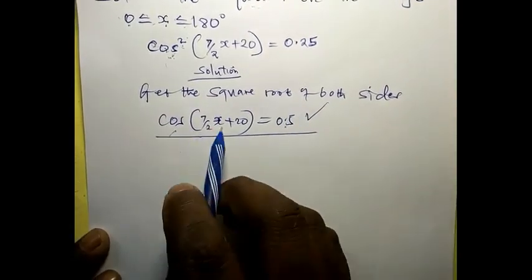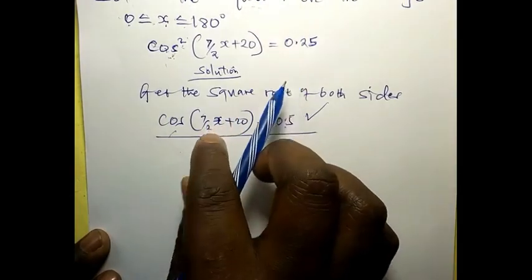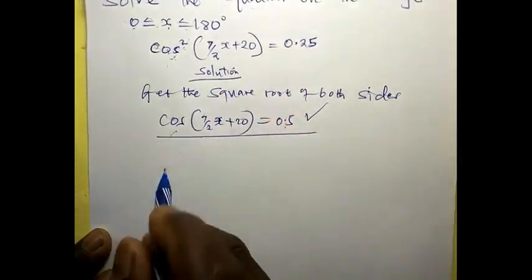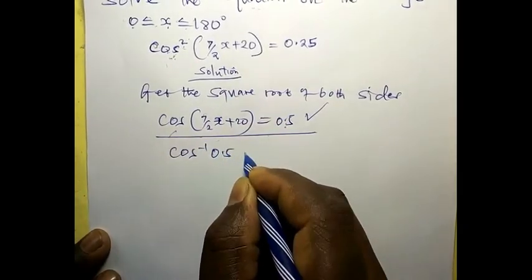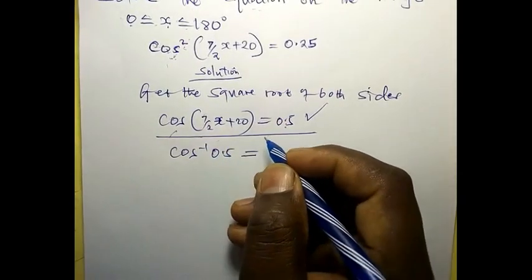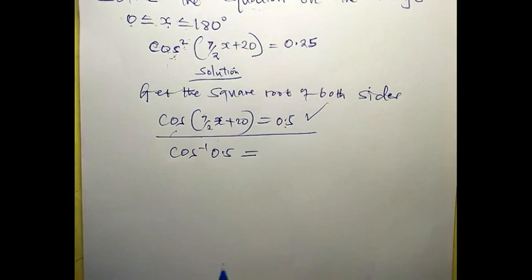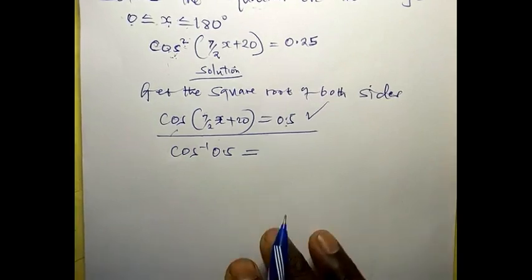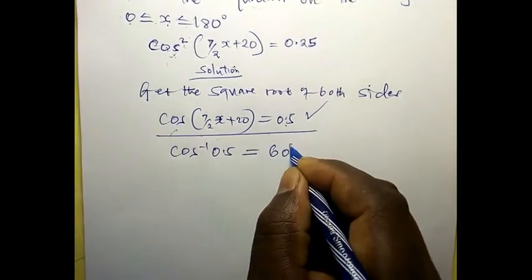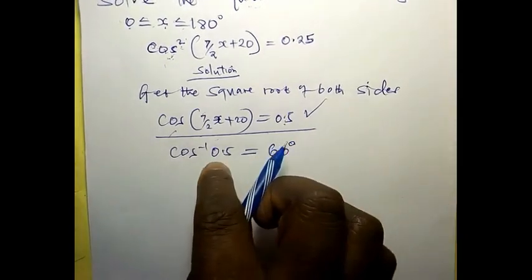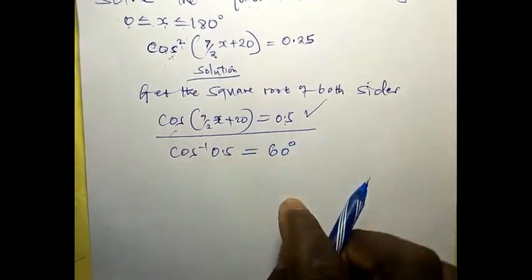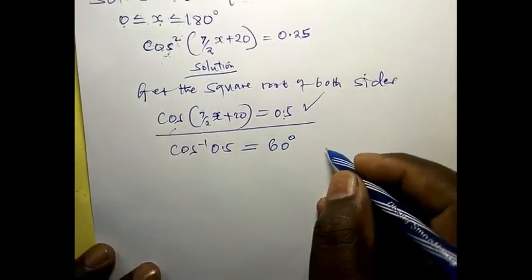So as usual now, you ignore this as if you don't see them. You just ignore, and then we have cos inverse 0.5. This one will give us the angle, and our angle is going to be 60 degrees. Once you have obtained the angle, cos inverse 0.5 is 60. Now you draw the unit circle.